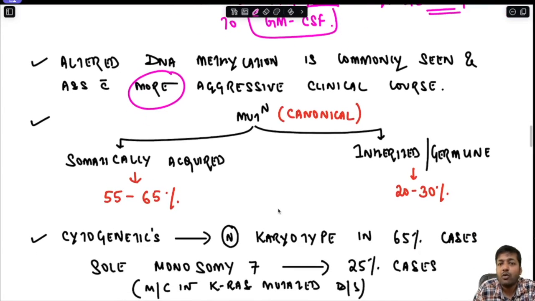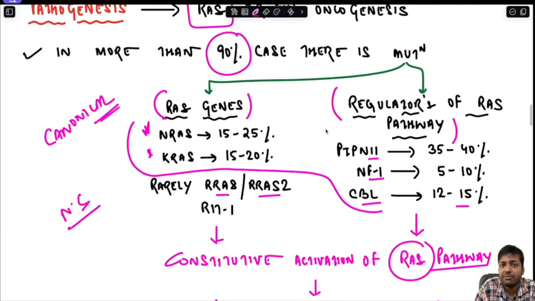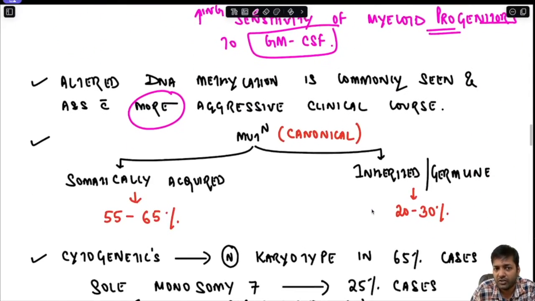Now the mutations, especially the canonical mutations, as I have already explained, which ones are the canonical mutations: NRAS, KRAS, PTPN11, NF1, CBL. So all these are canonical mutations.